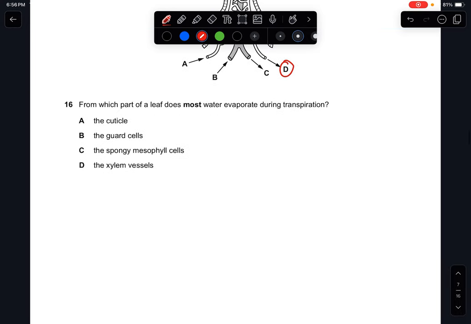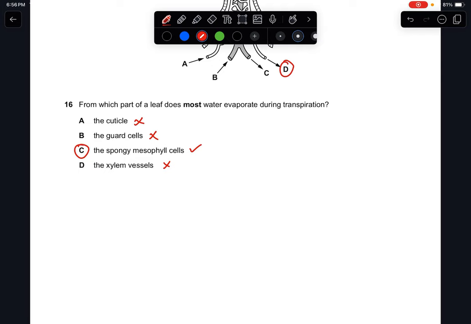Okay, question 16. From which part of a leaf does most water evaporate during transpiration? Most water evaporates, huh? The cuticle? Nope. The guard cell? Nope. The spongy mesophyll cell? Yes. And the xylem vessels? No. So the answer is C.